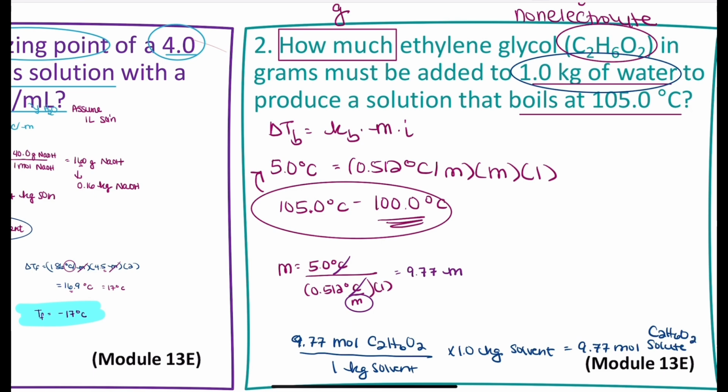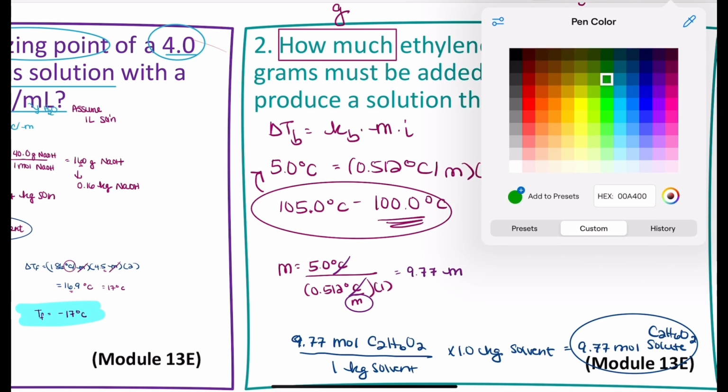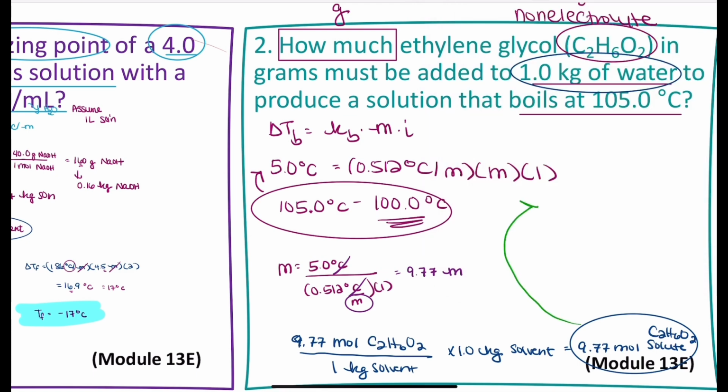I'm going to use that value, the 9.77 moles of the solute, and convert with its molar mass to grams. So if I have 9.77 moles C2H6O2, its molar mass is 62.07 grams per 1 mole. This means I would need to add 610 grams of C2H6O2.